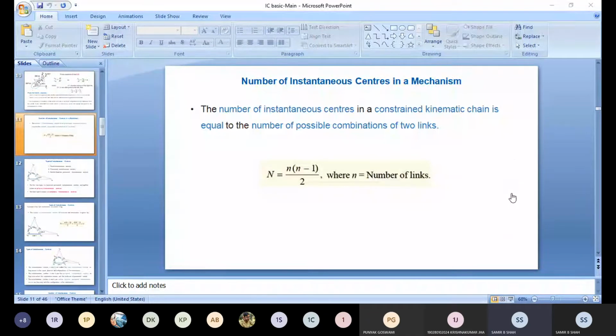So you remember this thing. Whenever any mechanism comes in an example, first we have to find capital N with the help of the equation N equals n of n minus 1 in brackets, by 2.